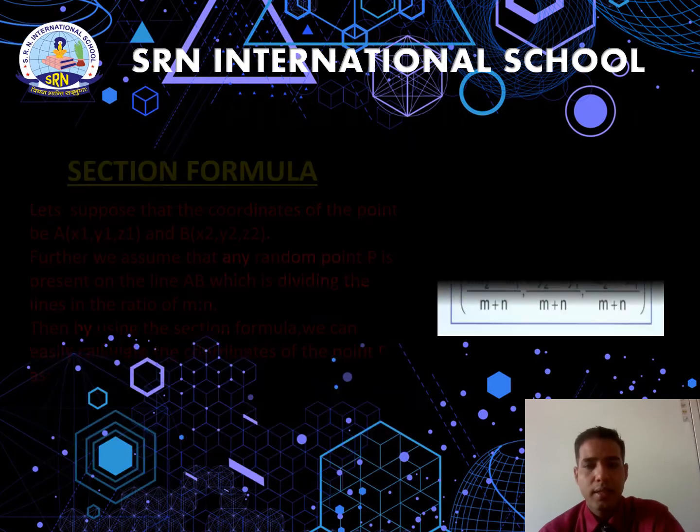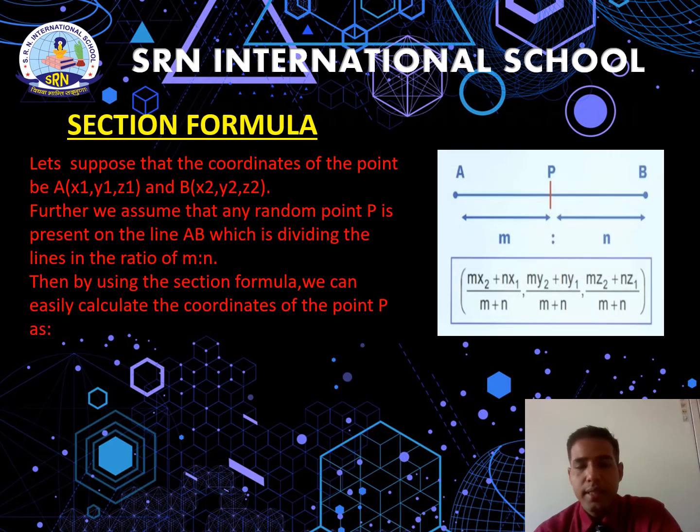Now moving further, we will be using the concept of section formula. The concept of section formula is used to calculate the coordinates of the point P, which is dividing any 2 points A and B in the ratio of m:n. So to understand this topic, we will take a random point A and B as A having the coordinates x1, y1, z1 and B is having the coordinate x2, y2 and z2.